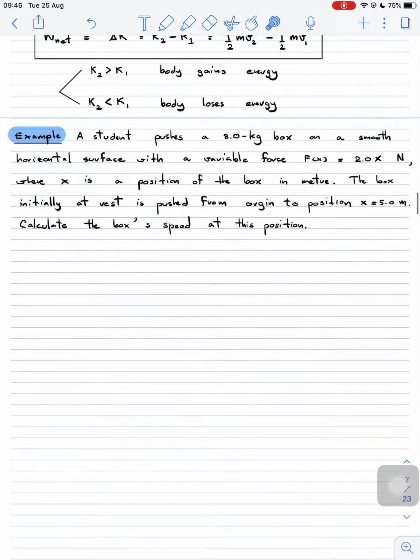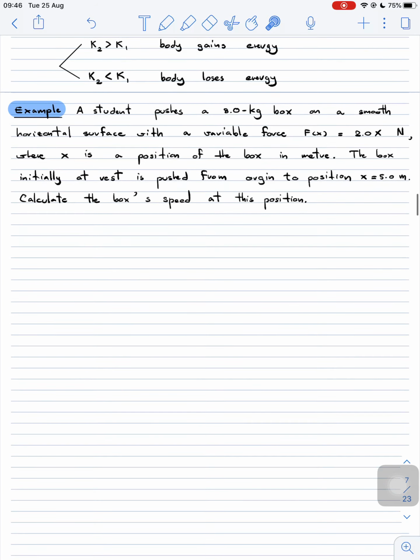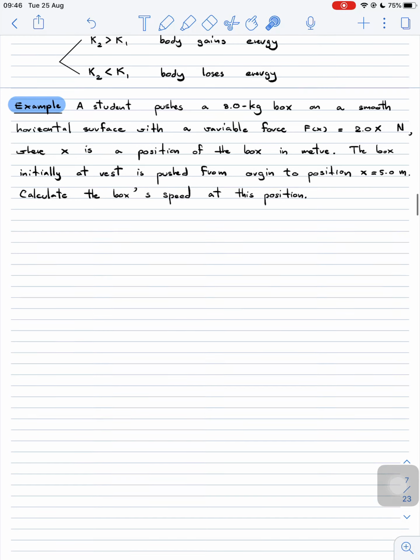Let's consider these examples. A student pushes an 8.0 kilogram box on a smooth horizontal surface with a variable force F equal to 2.0x Newton, where x is the position of the box in meters. The box, initially at rest, is pushed from the origin to the position x equal to 5 meters. Calculate the box speed at this position.